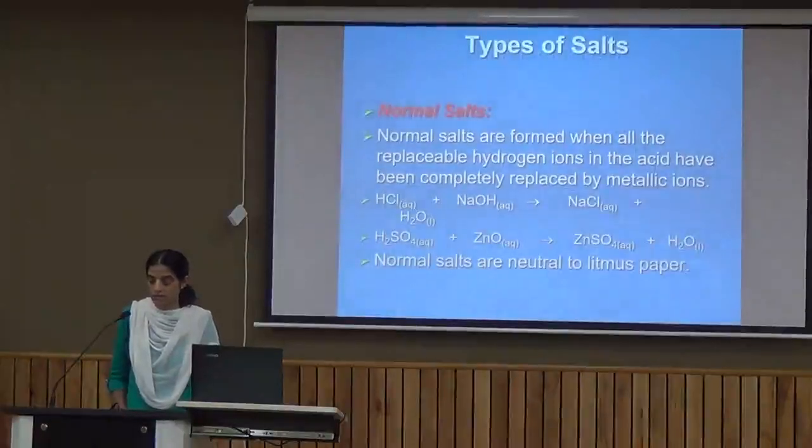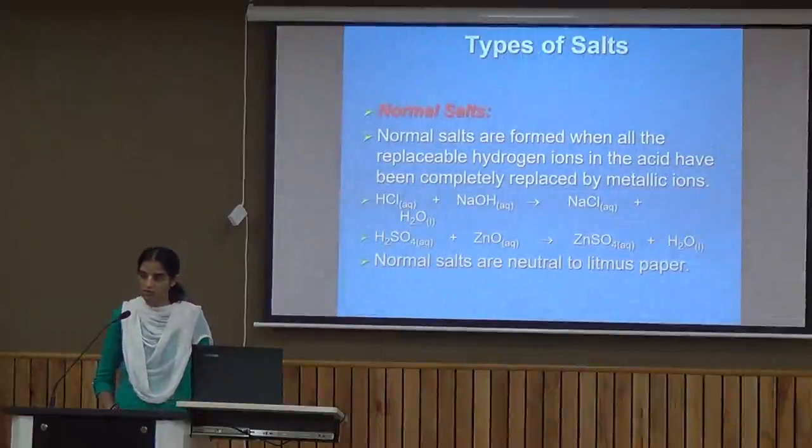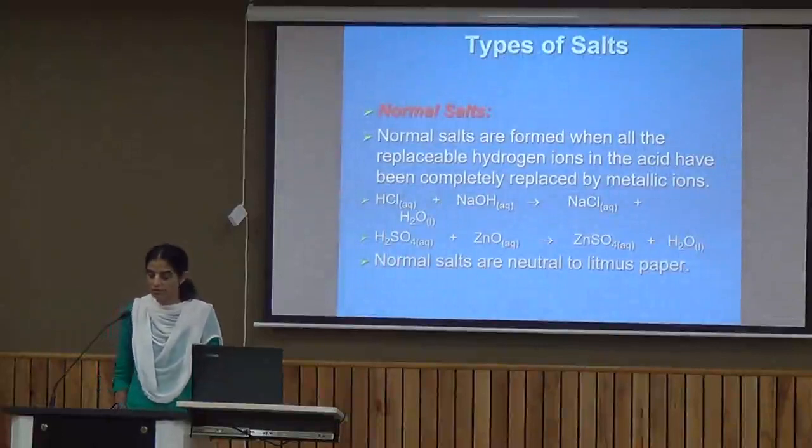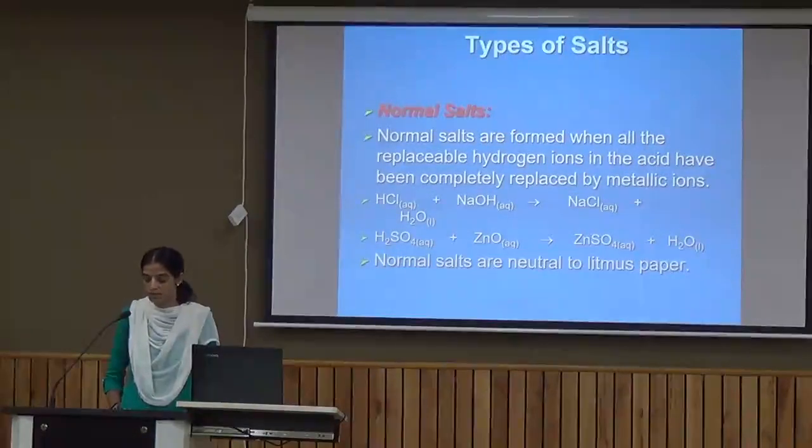Now, next are the types of salts, different categories of salts. First are the normal salts, which are formed when all the replaceable hydrogen ions in the acid have been replaced by metallic ions. Like sodium hydroxide reacting with hydrochloric acid to form sodium chloride. Sodium chloride here is a normal salt.